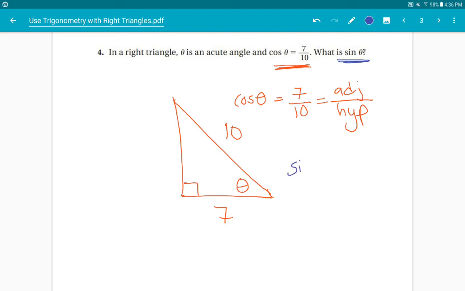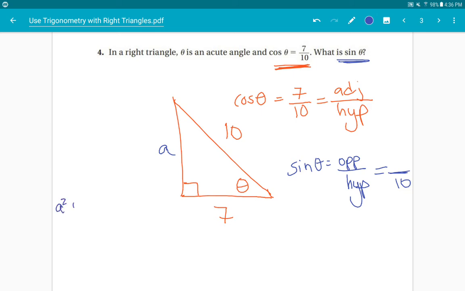I know by definition the sine of theta is opposite over hypotenuse. So I know the hypotenuse is 10. What I don't know is the numerator for the opposite side. So I need to figure out what this length here is. We're going to label that A.